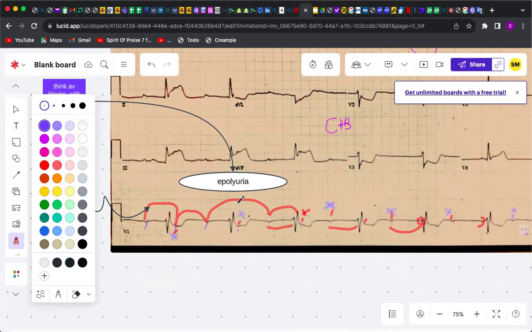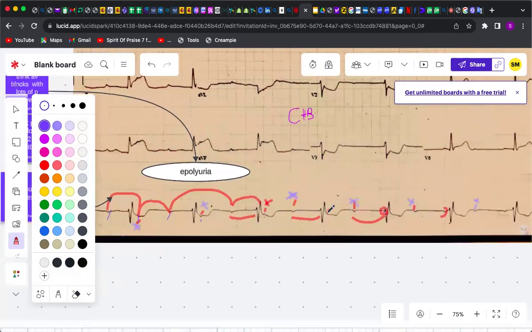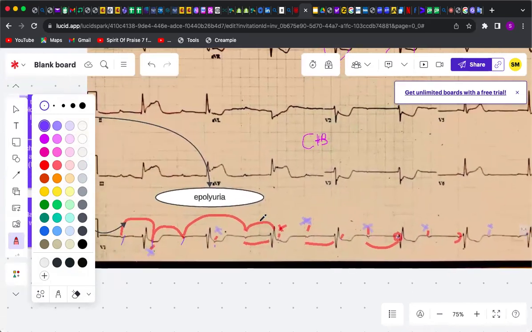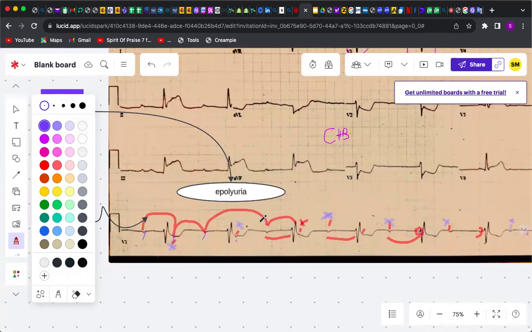So this is what we call polyuria. It's just a term, not too technical. It's just a fancy way of saying there's a lot of P waves in the ECG strip, right? So there's electronic polyuria going on with a lot of P waves, of course.